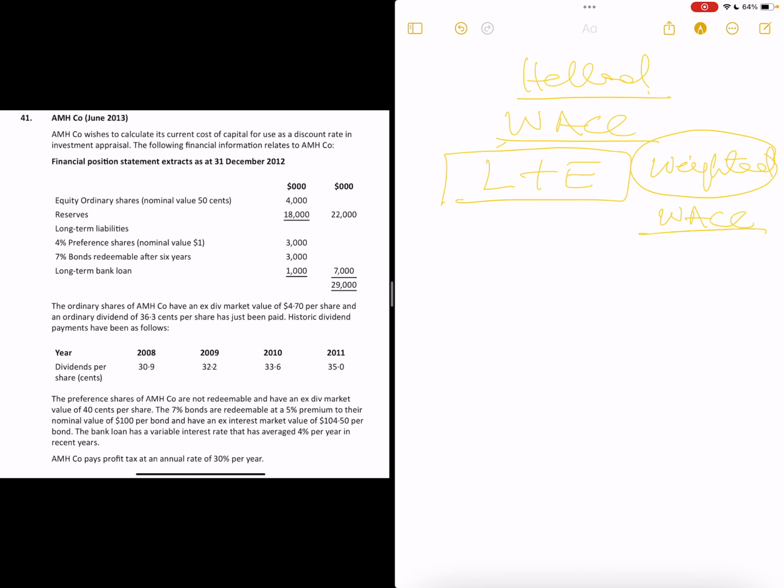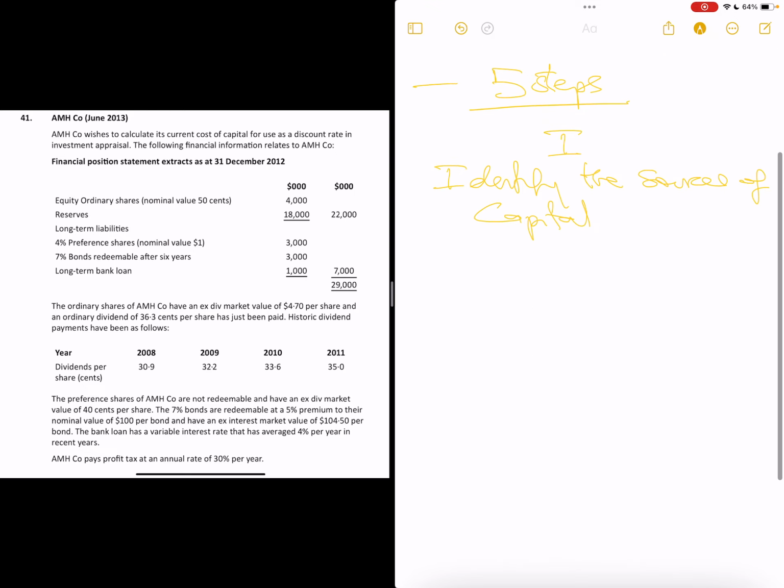And I've simplified it for you. I said we're going to be using the 5 steps approach, which we used in the previous questions. The same 5 steps we're going to apply today. And remember, the first step, which is step 1, is to identify the sources of capital in the question. So if you look at this question now, what are the sources of capital here?